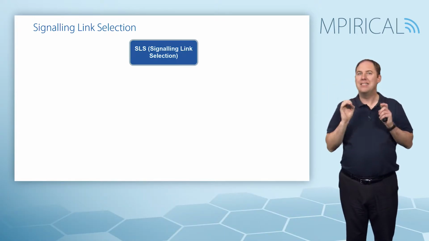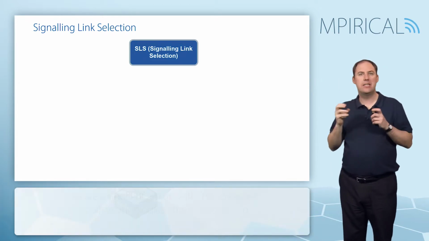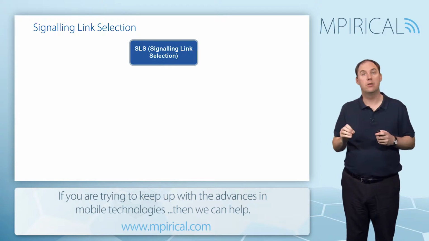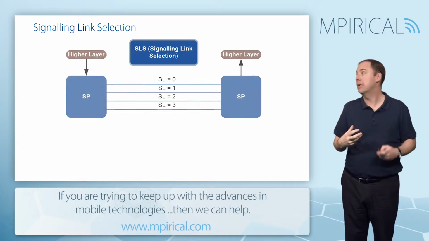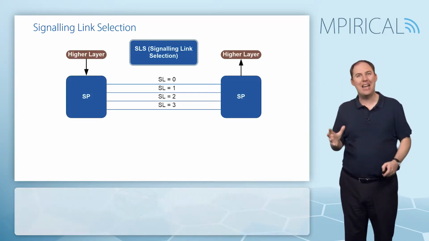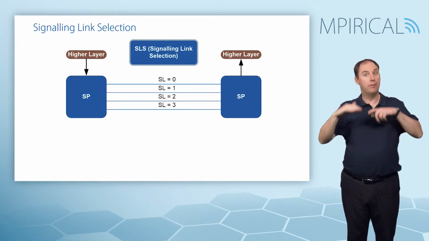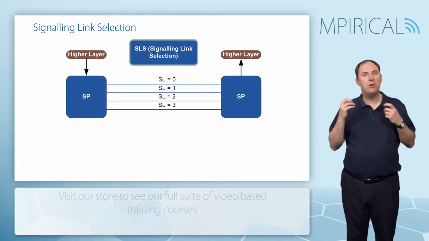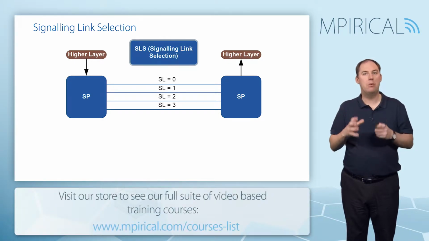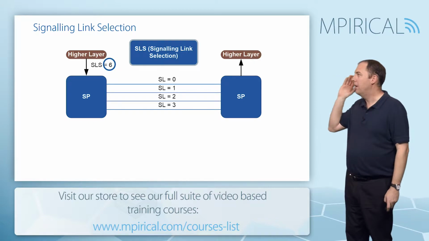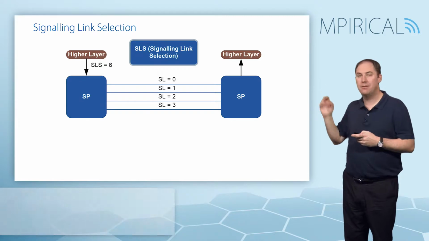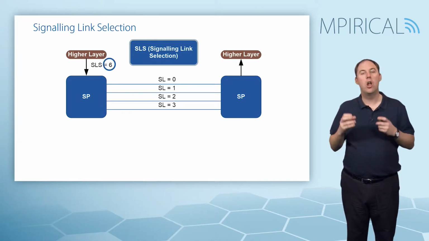We also have signaling link selection. Now a signaling link selection is identifying which signaling link you would like to use, and that's part of the allocation process. So for example, the higher layers, now the higher layers are above MTP, for example ISUP or SCCP, is going to identify the signaling link it wants to use. For example, the application here, the higher layer, SCCP, has allocated SLS value signaling link selection number 6. So what does that do?